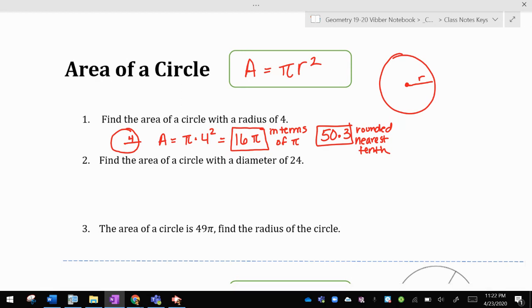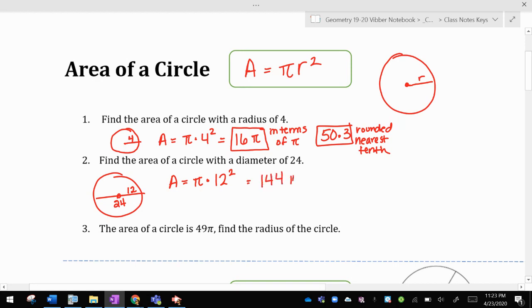So then the next one says find the area of a circle with a diameter of 24. Okay, so if my diameter is 24, that's 24 all the way across. Area is pi times radius squared, so I need the radius. 24 all the way across means 12 from the center. So my area is going to be pi times 12 squared, which is 144 pi.